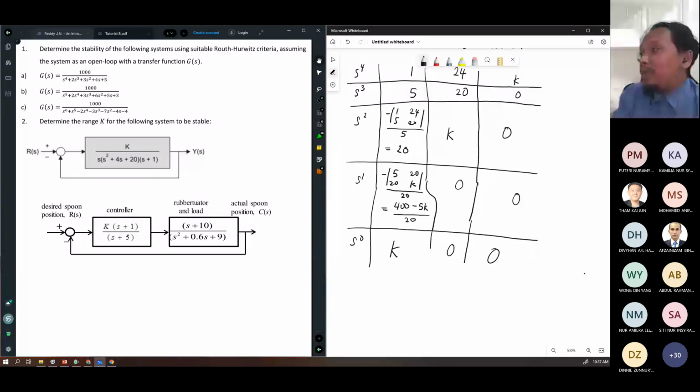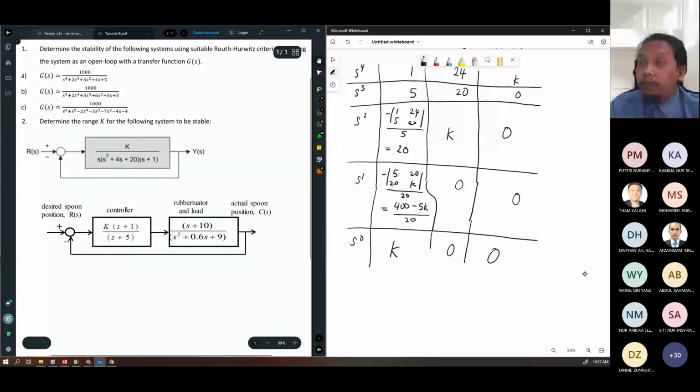Now we want to determine the range of K for a stable system. What you need to do is look at the first column and make sure that all of the values in the first column are positive. A stable system means the first column must have all positive values, so that there are no sign changes. This is positive, this row is also positive, so this row must be bigger than 0, and this row also must be bigger than 0.